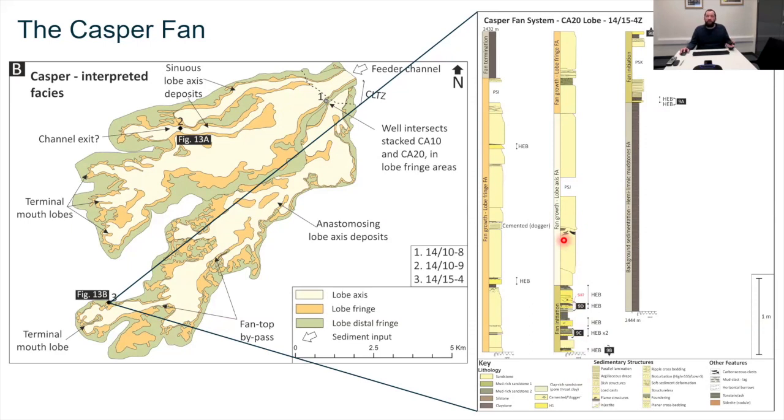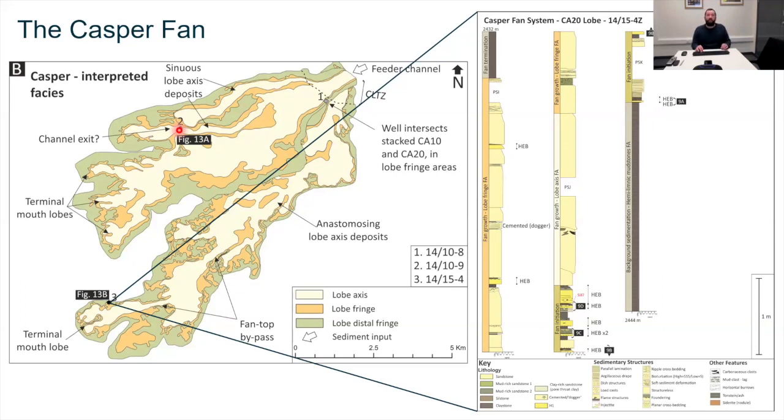The thing to take home from this one is that, unlike this position here, when you move to the top of the fan, you don't see the hybrid event beds preserved, or at least they're not preserved in the same character or same deposit style as you see in this location, which might speak to the temporal evolution of the fan and preservation of HEBs in certain parts of the fan system itself.